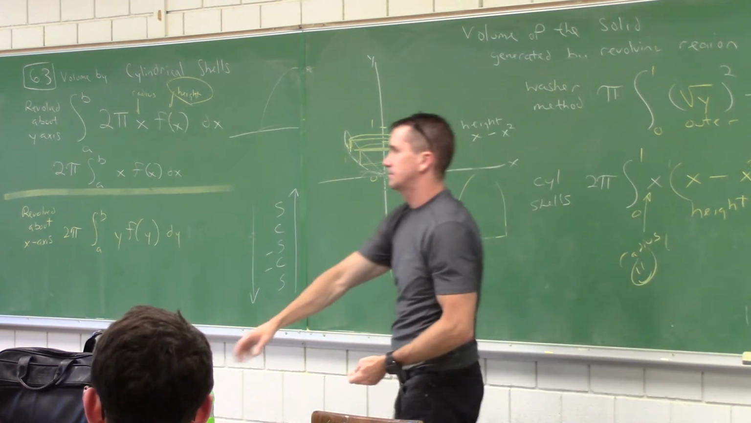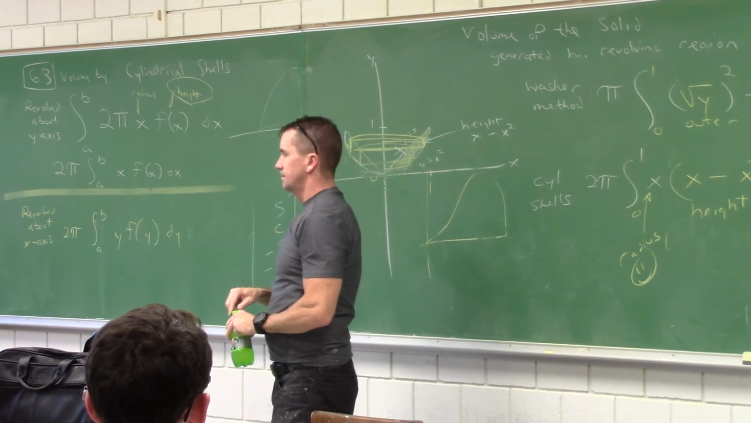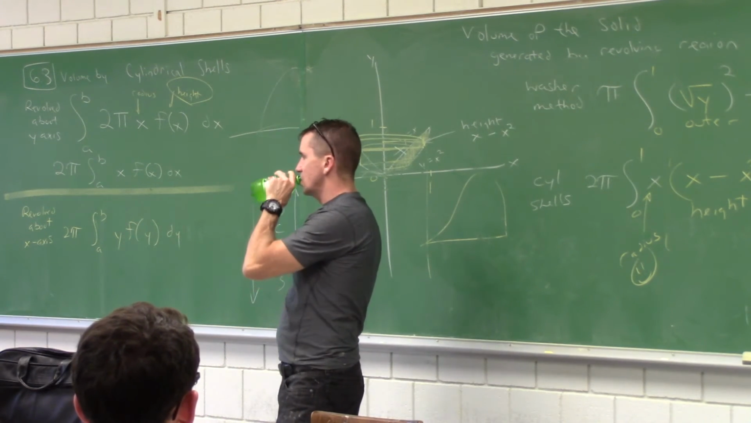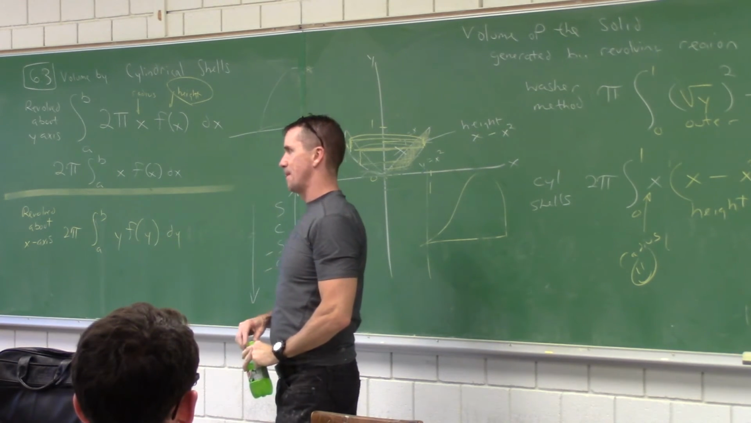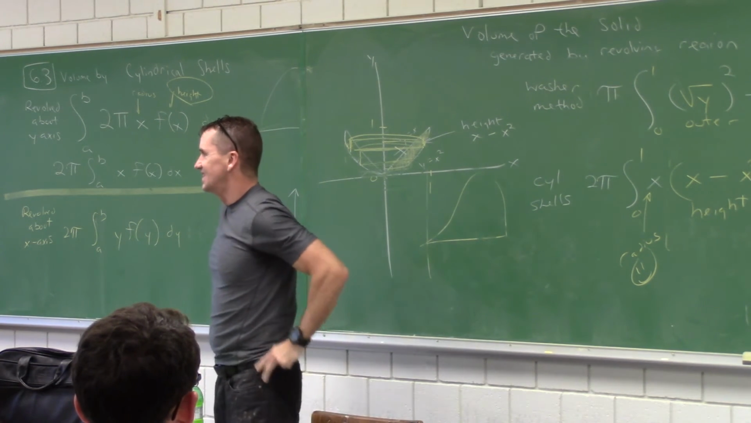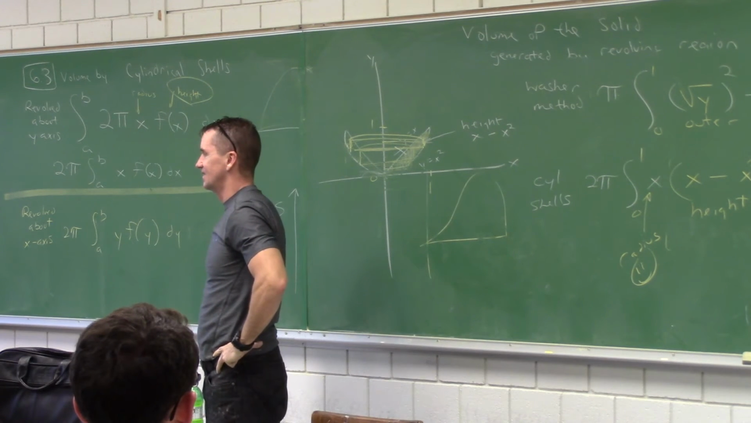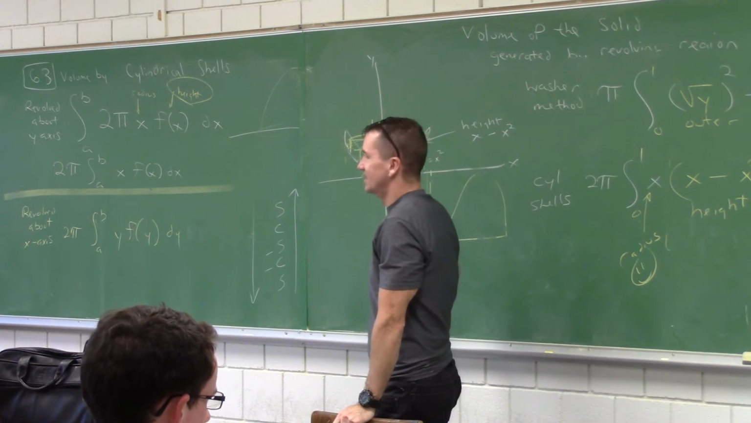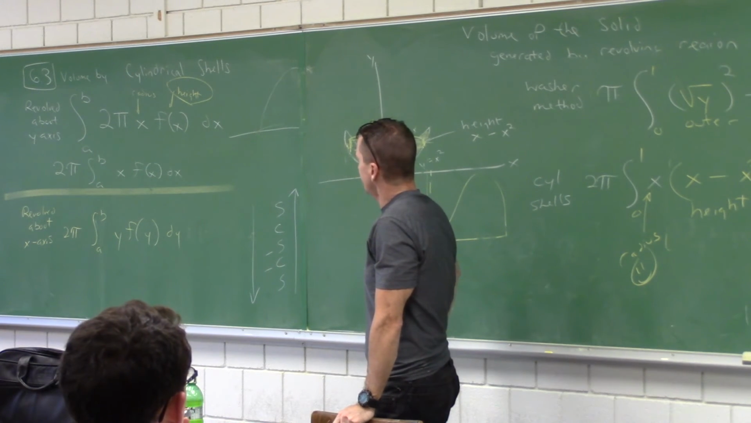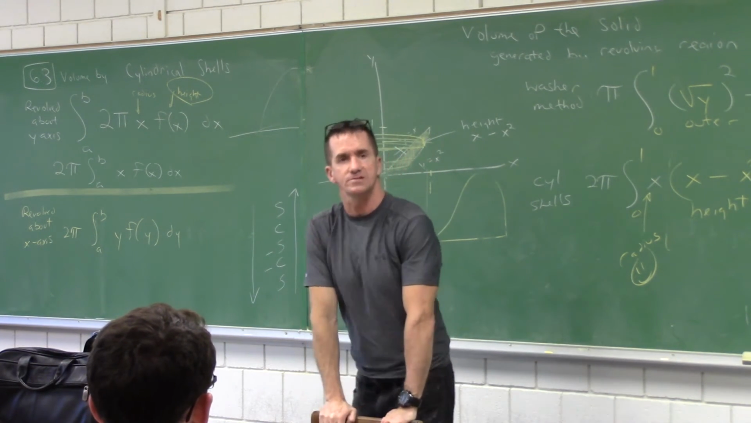Excellent. So with this method, the cylindrical shell method, when you're revolving it around any arbitrary axis, are you just subtracting that from the radius? That's exactly what you do. Very good. Any other questions before we go into section 6.4?